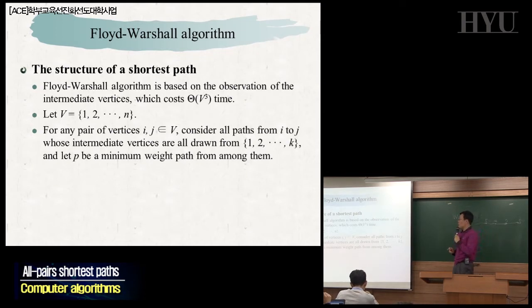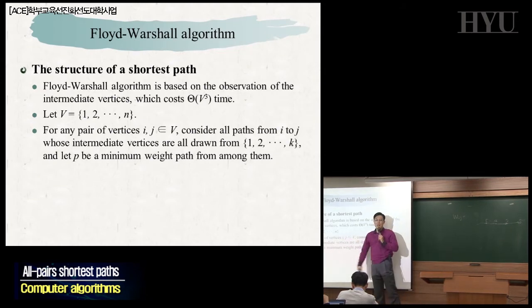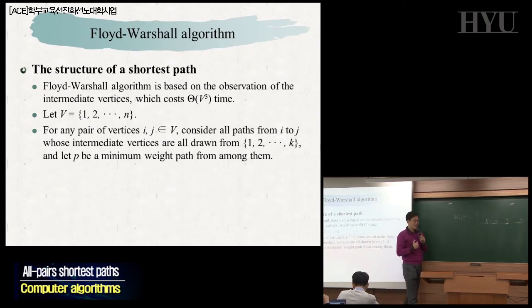The Floyd-Warshall algorithm is based on the observation of intermediate vertices, which costs theta of V cubed time. Let the set of vertices be numbered: vertex 1, vertex 2, vertex 3. So these are vertex names.